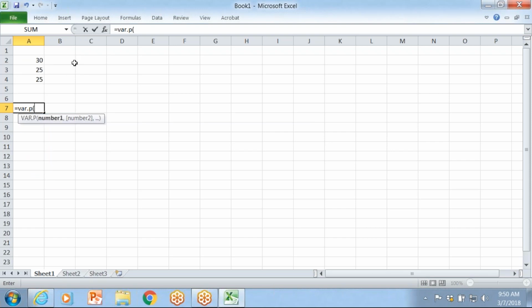This is the population variance, okay? This is the variance that we need to worry about. 5.556. It's 30.